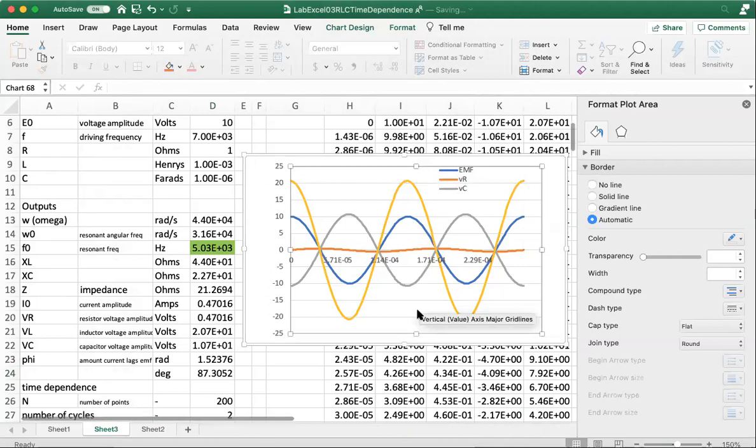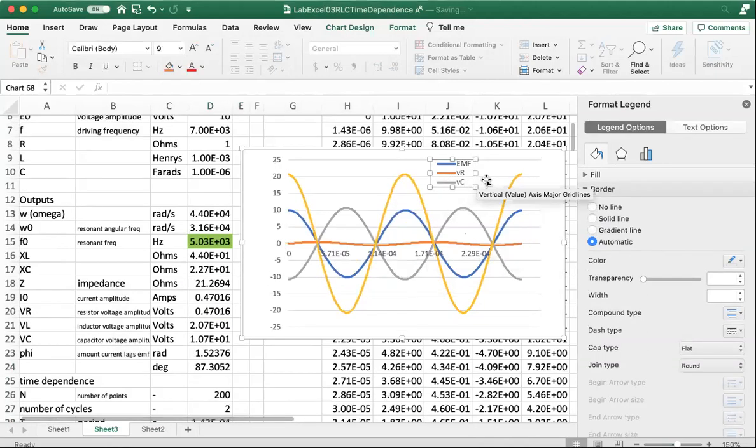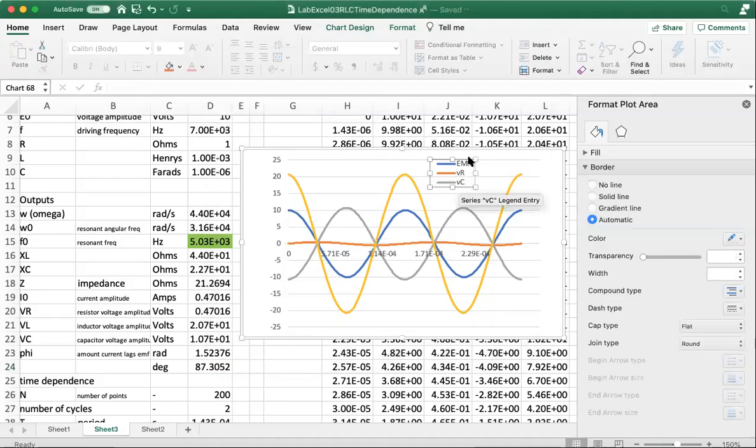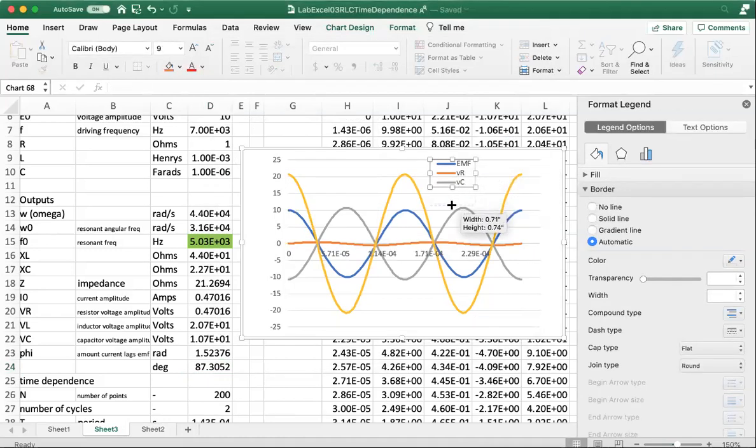But let's see here. Oops, why aren't they all in the legend? Why isn't the VL in the legend? Maybe it is, and I just didn't notice it. Where'd it go? I think maybe I have to expand this. There it is.